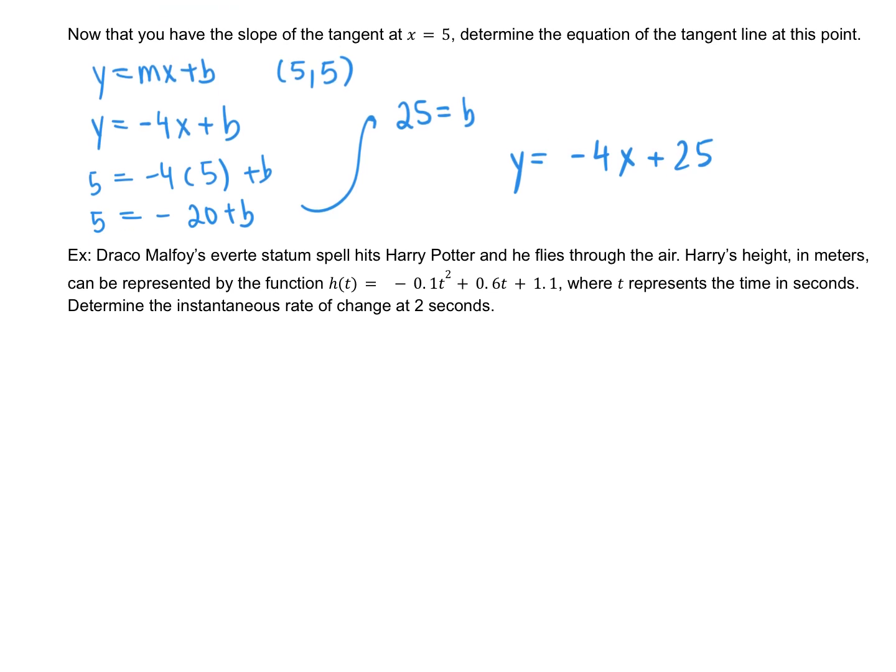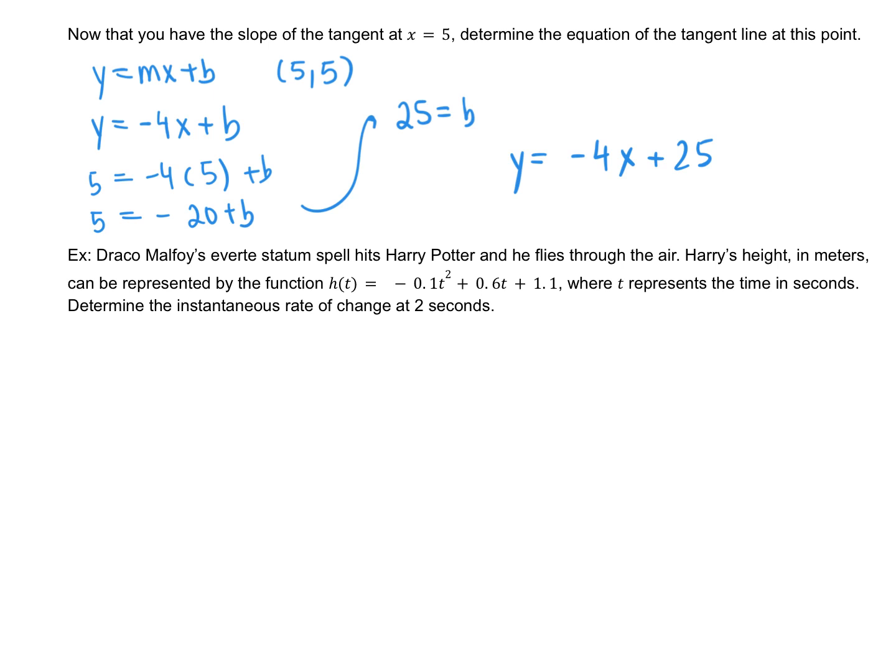All right, last little example. I made it a word problem for us. Draco Malfoy's Averte Statum spell hits Harry Potter and he flies through the air. Harry's height in meters can be represented by the function h(t) = -0.1t squared plus 0.6t plus 1.1, where t represents the time in seconds. Determine the instantaneous rate of change at 2 seconds.